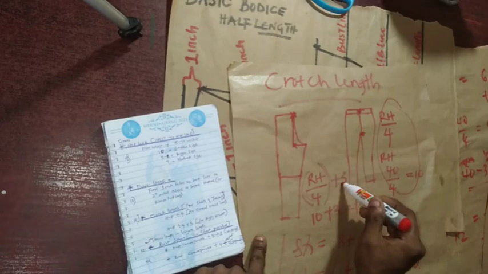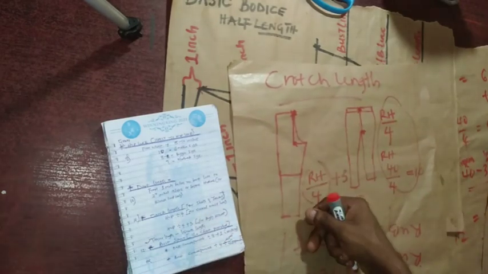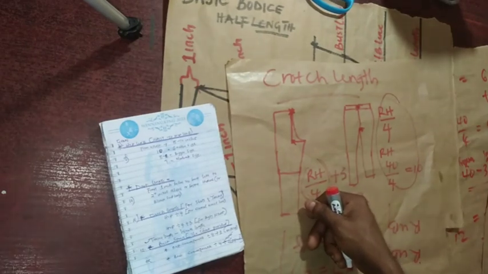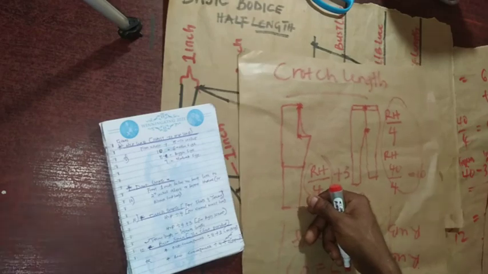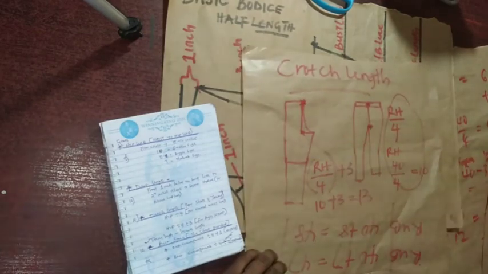See these 3 inches for the jumpsuit, I call it the ease. It helps to balance the jumpsuit, so that whenever you sit down, you can be able to sit down properly. It will not be too tight. You'll be able to sit down. So I use this same thing to get my jumpsuit crotch length. Hope you know that.